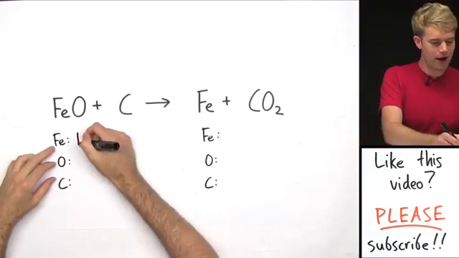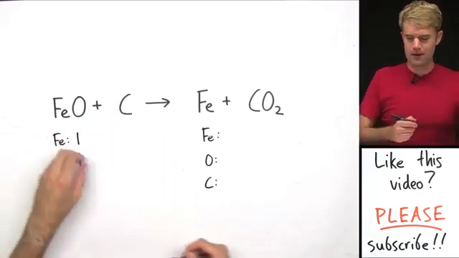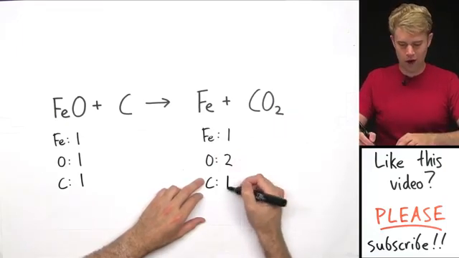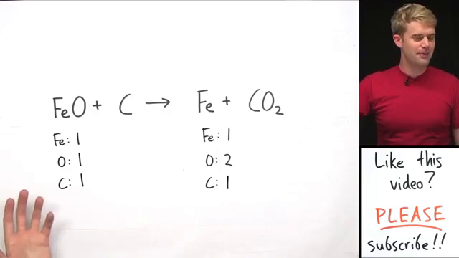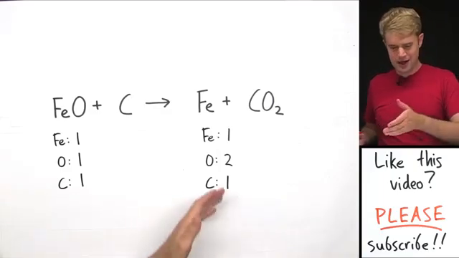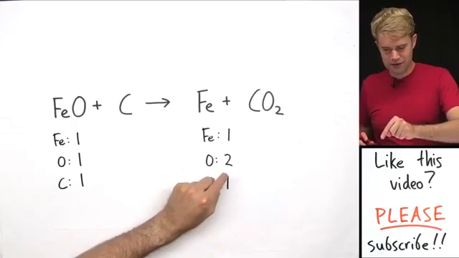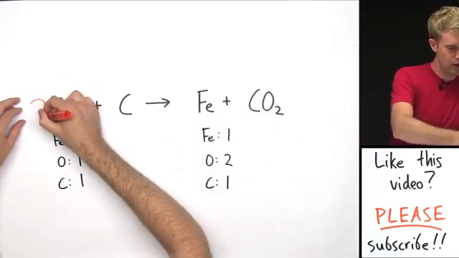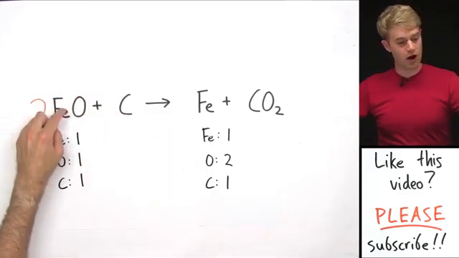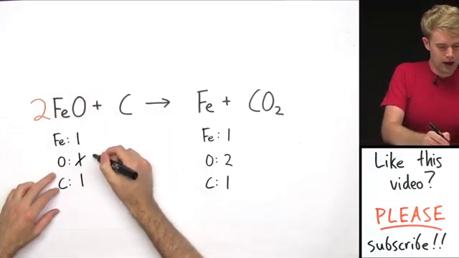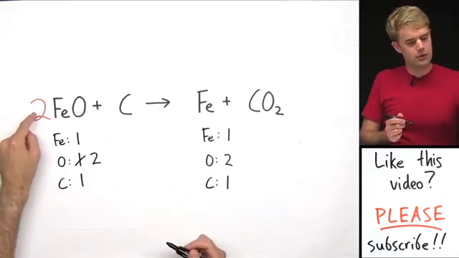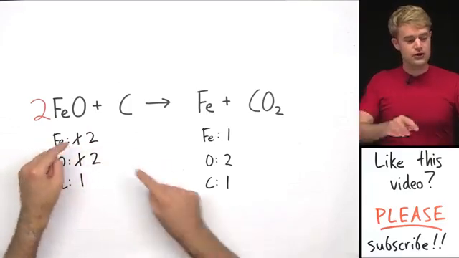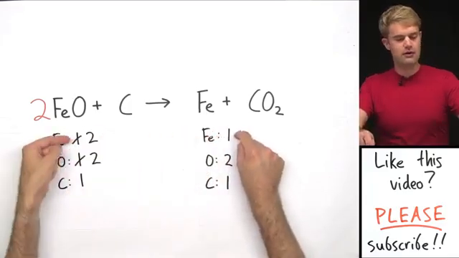Okay, iron, oxygen, and carbon. Over here I have 1 iron, 1 oxygen, and 1 carbon. Here I have 1 iron, 2 oxygens, and 1 carbon. How am I going to balance this? The first thing I'm going to do is balance these oxygens. I have 2 over here and I have 1 here. I'm going to change that by putting a 2 in front of the FeO. That's going to give me 2 oxygens, but it's also now going to multiply this Fe by 2. So now I'm going to have 2 Fe. Now I've got 2 Fe here and 1 there, so now these don't balance.